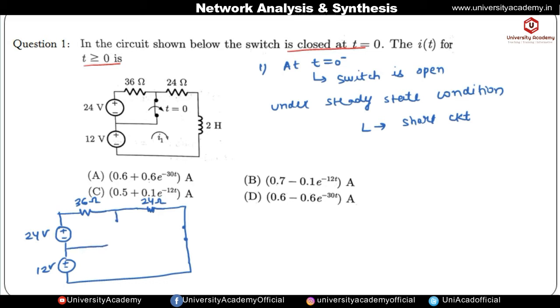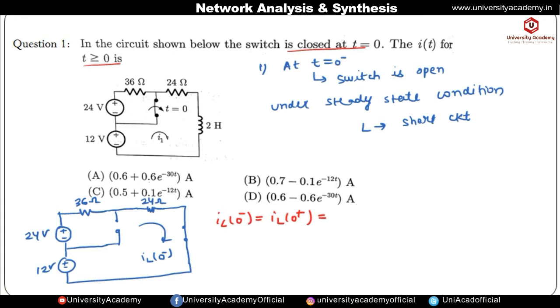Now this switch is open. The current flowing in this path will be equal to IL of 0 negative, so we have to find out the value of this IL of 0 negative. IL of 0 negative will be equal to IL of 0 positive, because an inductor does not allow a sudden change in current. So both currents will have the same value.